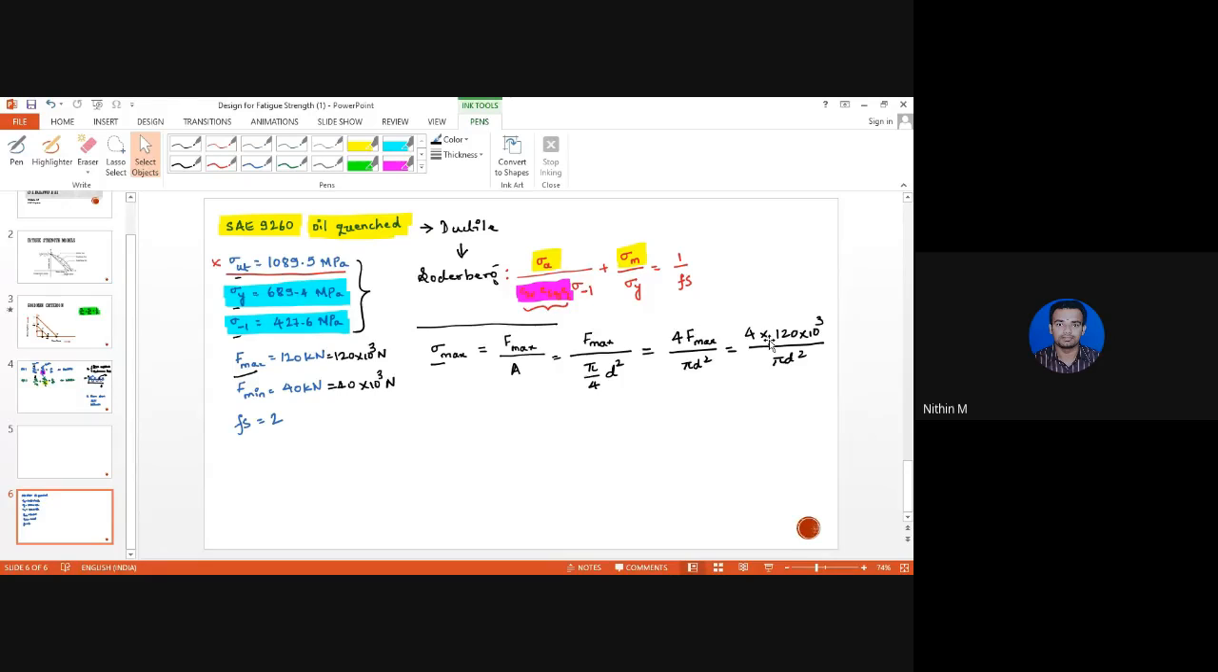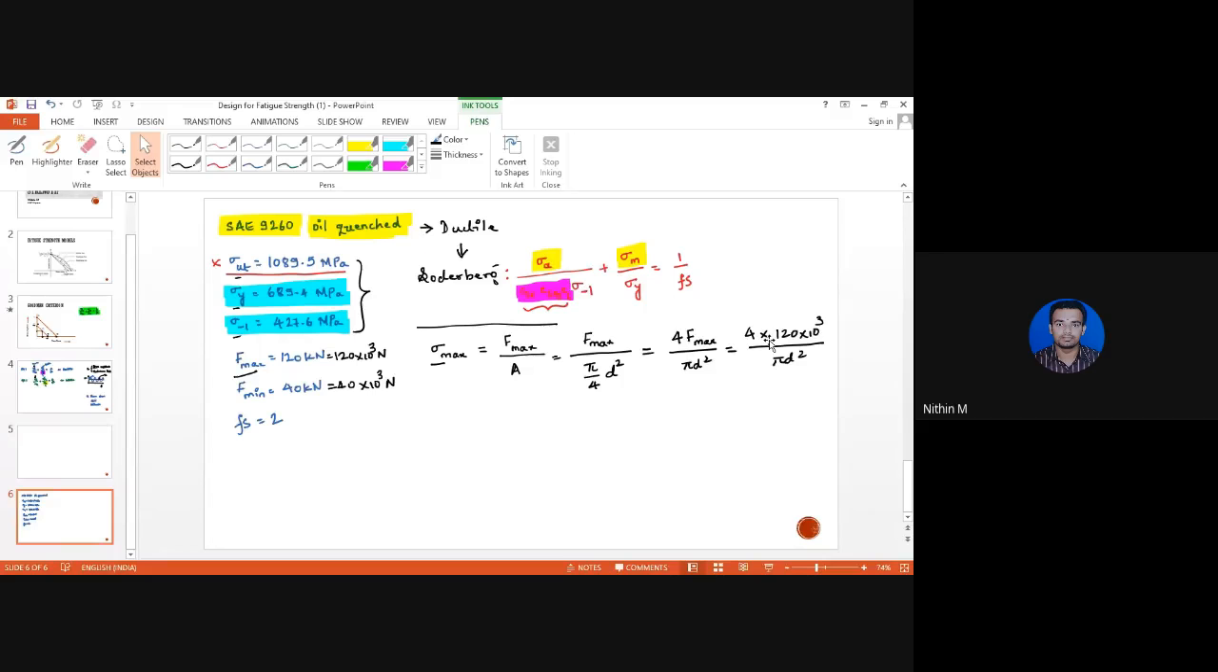Okay. Did everyone get the same answer? 152.7. Okay. Did everyone get the same answer? Sigma max is 152.7 divided by d square MPa.